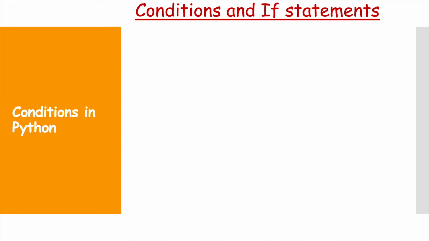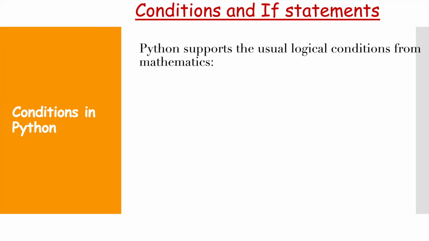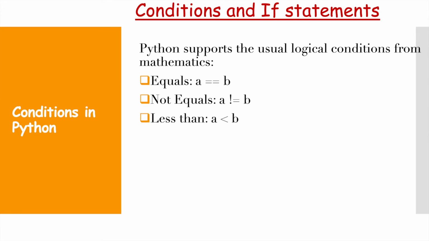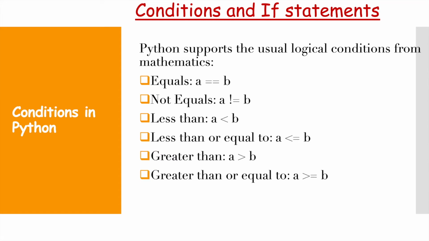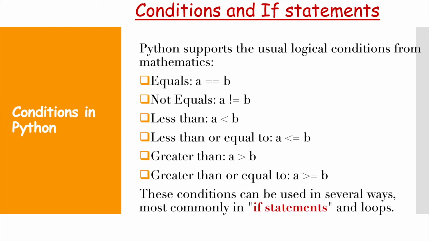Now let's see some of the logical conditions that can be used within the if expression. Python supports the usual logical conditions from mathematics. The first is equals, that is a equal to b. Then comes a not equal to b. Then a less than b. A less than or equal to b. A greater than b. A greater than or equal to b. These conditions can be used in several ways. Most commonly, they are used in the if statements and the loops.